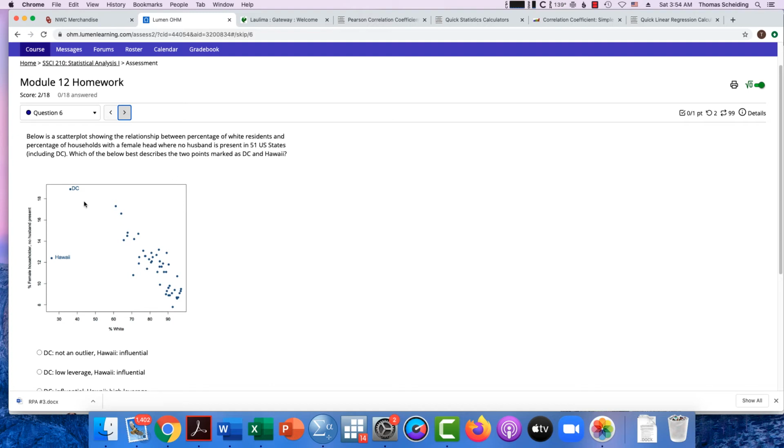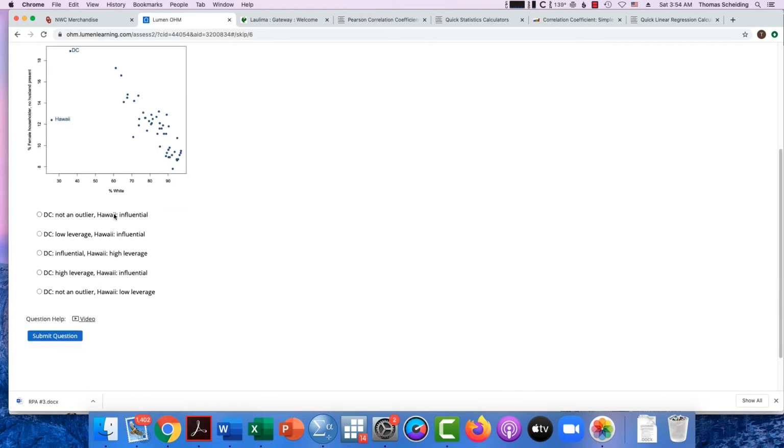So something like DC. DC would have a lot of leverage. It's an extreme predictor with not many white people, but a lot of female households. Now, Hawaii is just out there, meaning it is an outlier, but we actually don't have an option where Hawaii is an outlier.